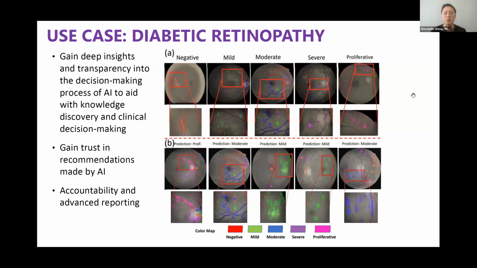Imagine you're a clinician and suddenly you have an AI system that just tells you this person has cancer. And when you ask it why, it says, I don't know, but I just know this person has cancer. There's going to be very little trust in this AI system because there's no rationale or explanation around its decision-making process.